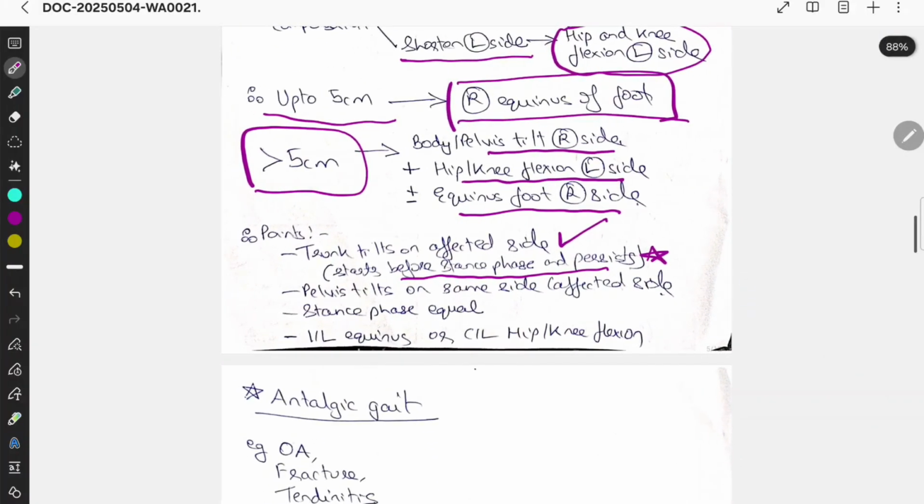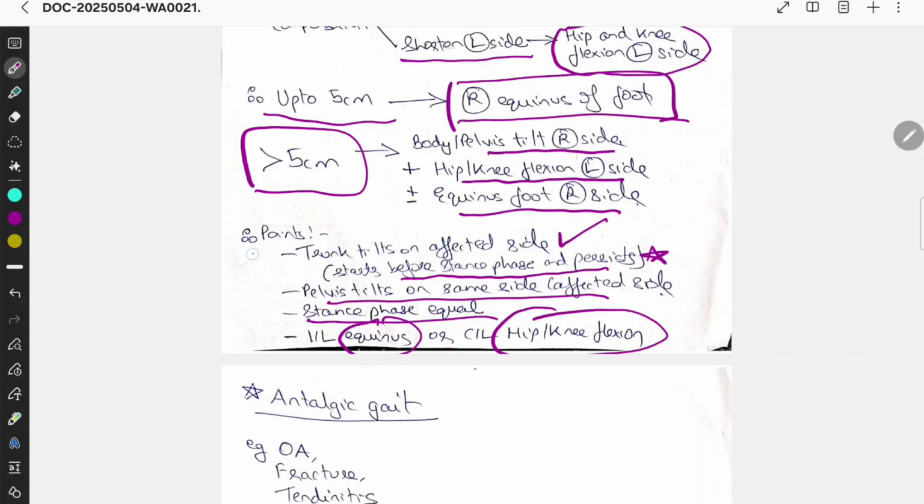Okay. Now, second is pelvis tilt on the same side, that is the affected side. And usually, if there is no pain component, the stance phase is equal. As we already understood, whenever there is pain component, the patient tries to decrease the weight bearing on the painful side, so the stance phase is decreased. But in the frank short limb gait, the stance phase is equal. And additionally, ipsilateral equinus or contralateral hip or knee flexion. Okay, so I hope you understand all these points.